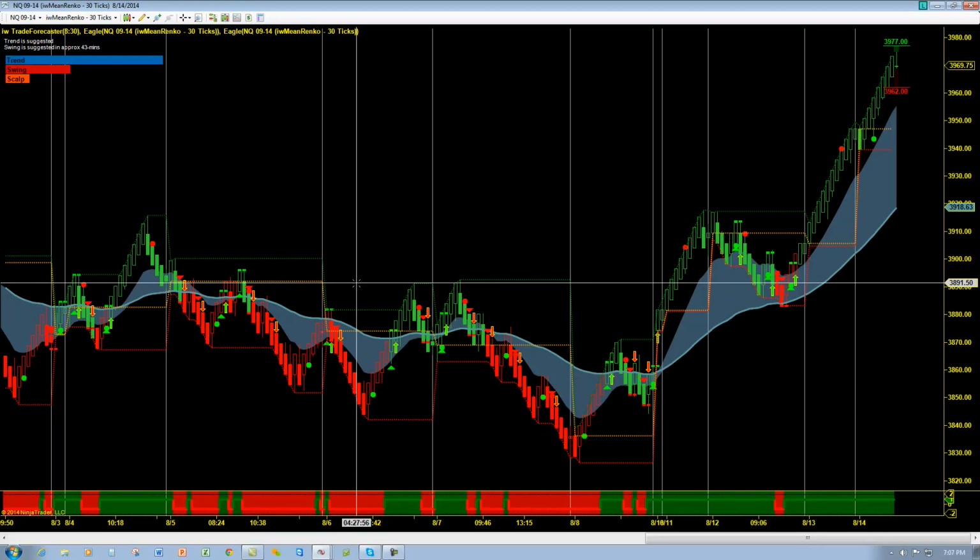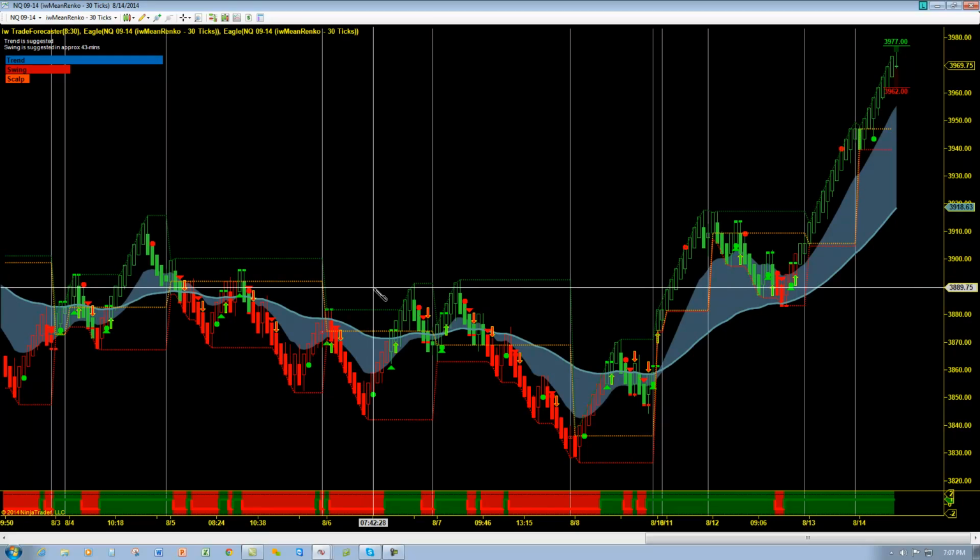So I'm going to put my horizontal line on here again. And like I said, it's an art, not a science. I'm not looking for it to the tick. I'm merely looking for certain levels of support and resistance.